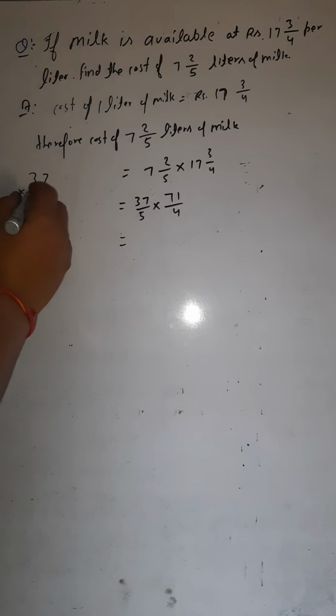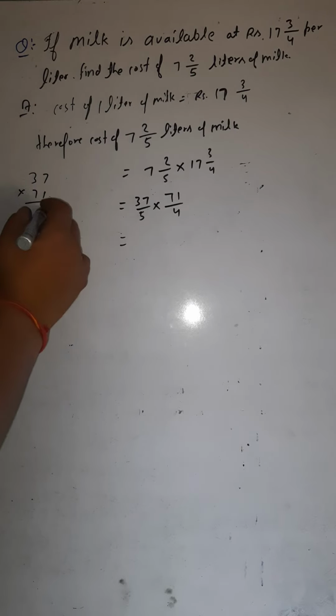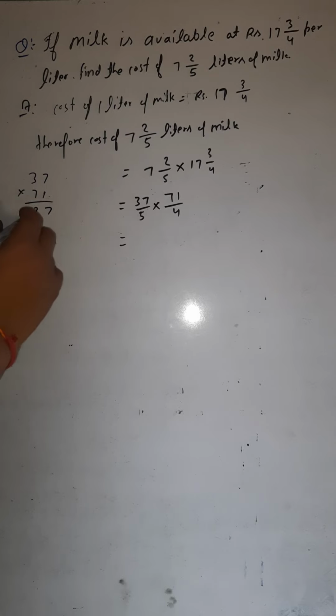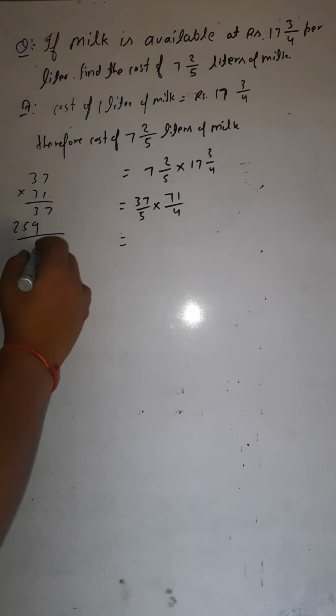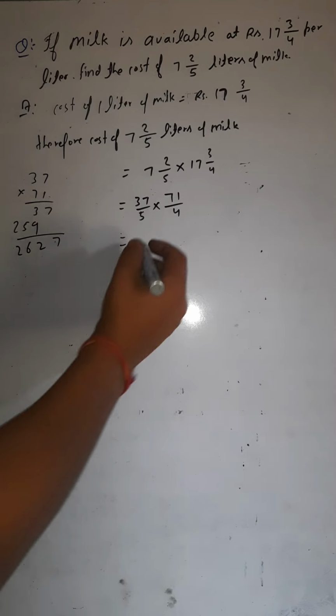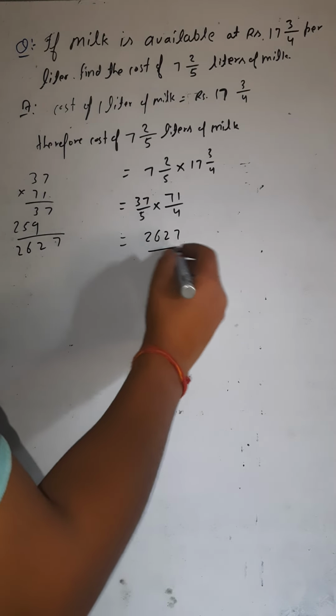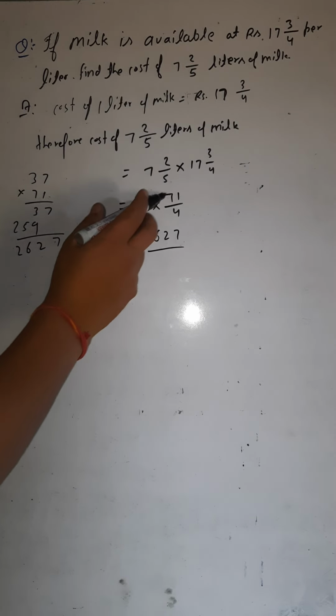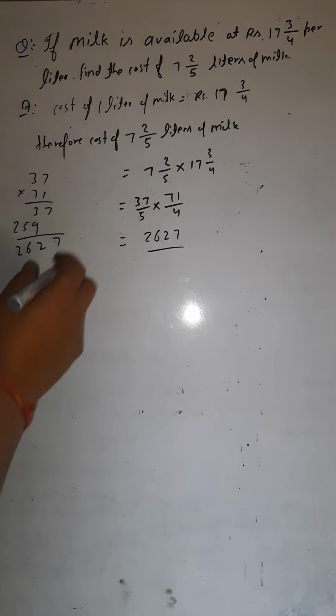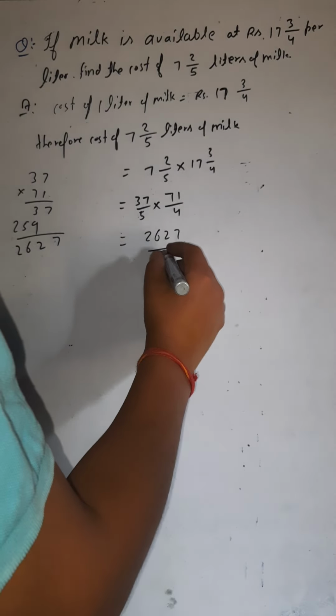37 multiply 71. Okay, 1 7 7, 3 7 21 plus 4 would be 25, 7 3 21 plus 4 would be 25, 12 6 2. So it would be 2627 divided by, upside 37 multiply 71, downside 5 multiply 4 would be 20.